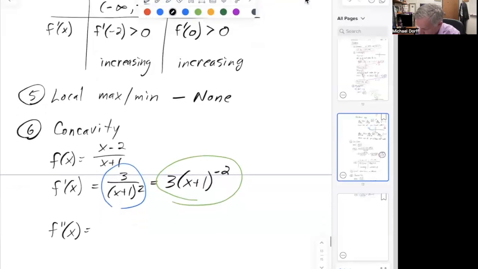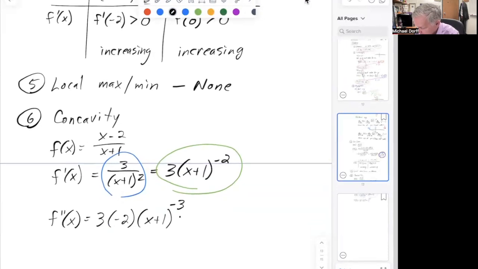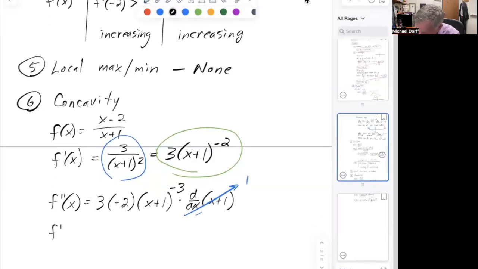And so I'm going to use that now to find the second derivative. So I'm taking the derivative of what's in the green. By the power rule, I've got the 3 out front, and I'm going to put the -2 out front, and then I write x plus 1, and I reduce the exponent by 1. And then by the chain rule, I have to take the derivative of what's inside, so d/dx of x plus 1, which is just 1. So the second derivative is going to equal -6 times x plus 1 to the -3 power, or I could write that as -6 over x plus 1 cubed.